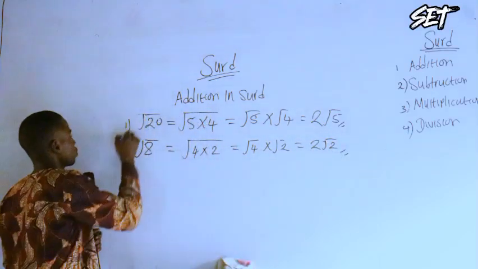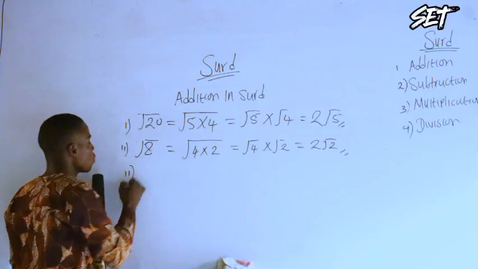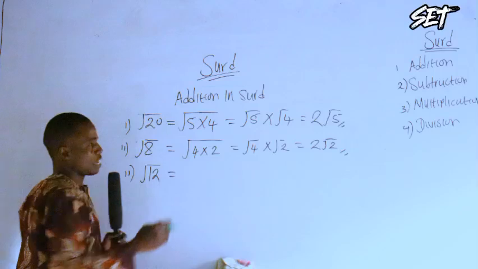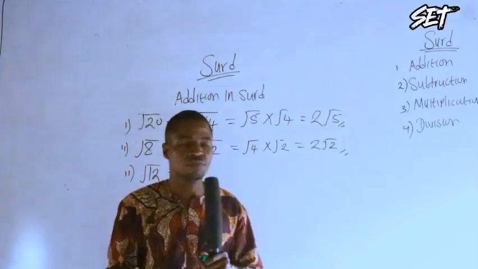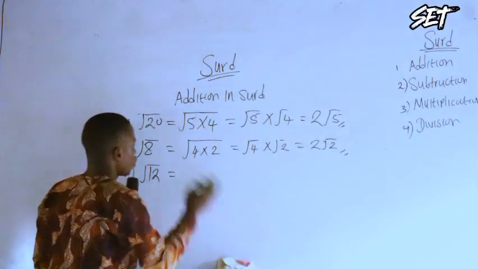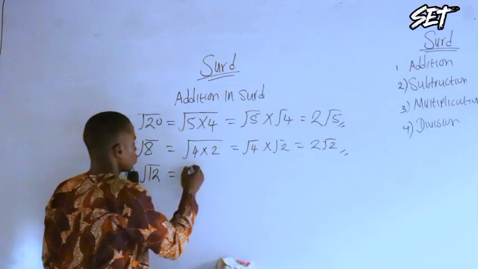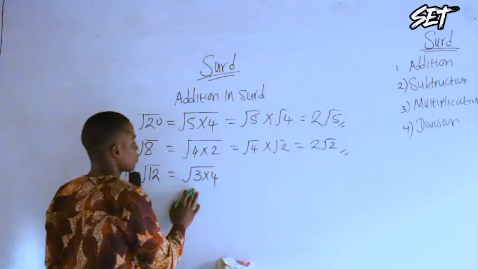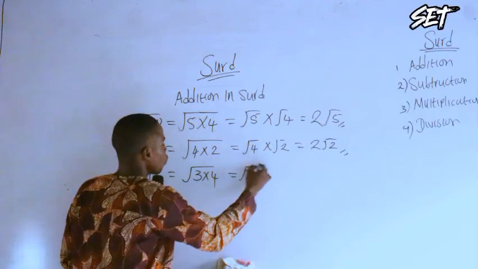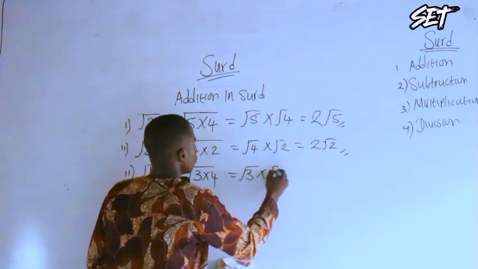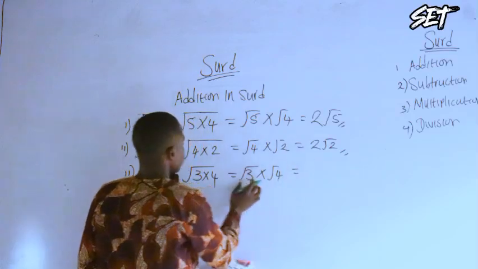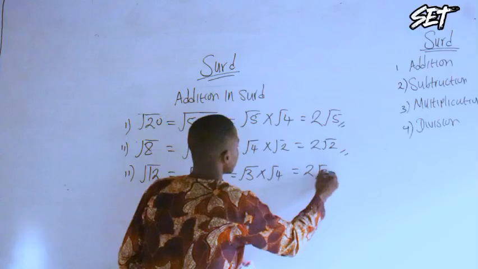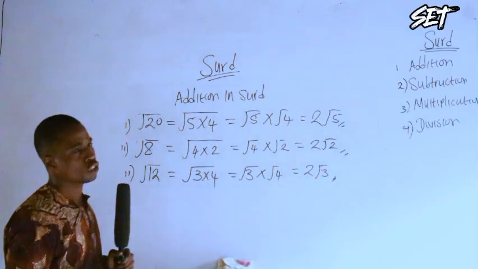The next one. When we have root 12, can you guess the rational number and non-rational number, which is what? 3 times 4. Root 3 times root 4 equals, this one will be 2, and this one will be root 3. That's the answer.